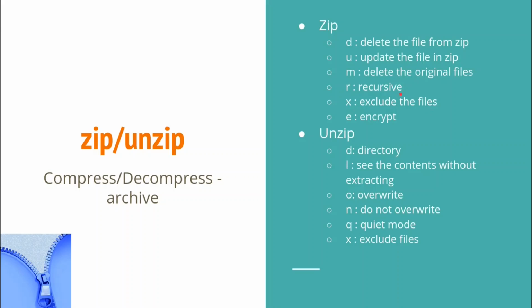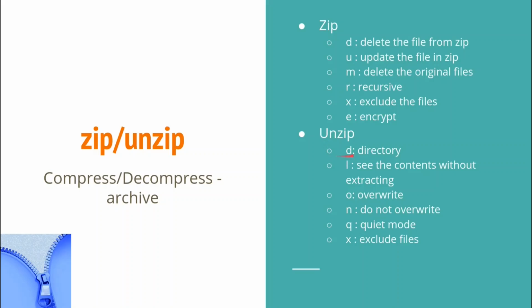-r is for recursive, where if you intend to add multiple directories, you can use the option -r for recursive compression of files and directories. The -m option, if supplied, will delete the files that have been added to the zip archive. -u will update the file in the zip, and -d deletes the file from the zip.